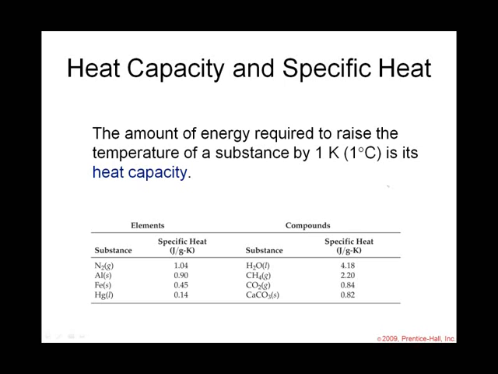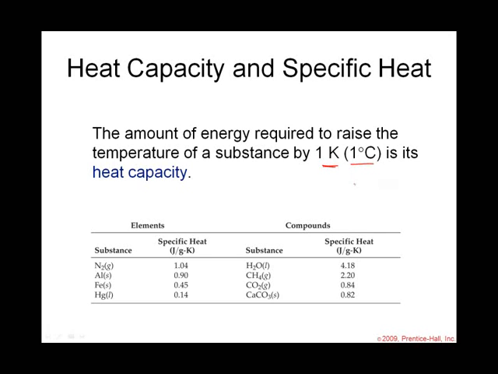First, let's talk about a couple terms. We talk about heat capacity and specific heat, and every substance has its own heat capacity and specific heat, and you can find these as published values on the internet or in your textbook. But the amount of energy required to raise the temperature of a substance by 1 degree Celsius or 1 K, which is the interval size.